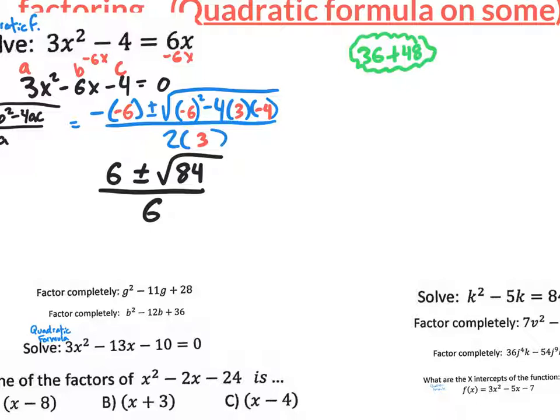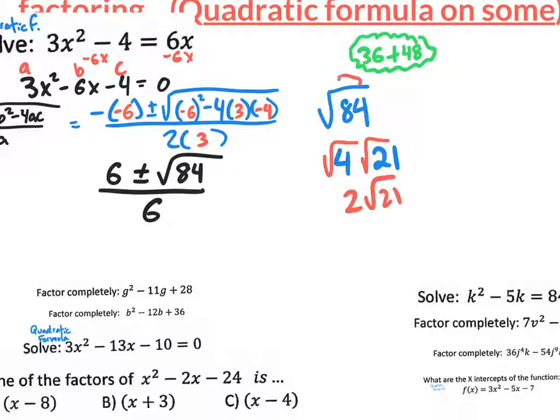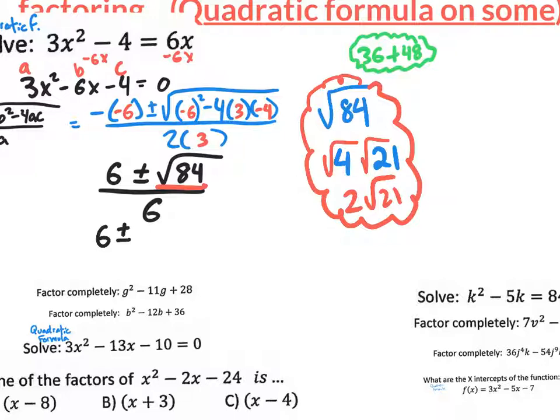When we think about 84, if we do that on the side, the square root of 84, we need to try to break it down with multiplication to get a perfect square number. And if we go with the first perfect square number, 4 times what is 84? I believe that's 21. So when you split the root, you really will get 2 square root of 21. So the square root of 84 is really 2 square root of 21, and we're going to replace this square root of 84 with 2 square root of 21. So we really have 6 plus or minus 2 square root of 21, all divided by 6.